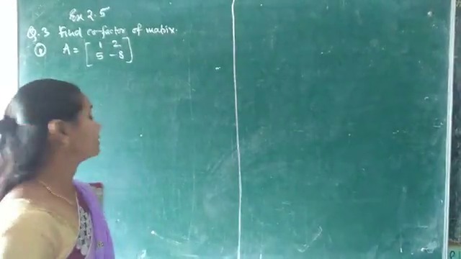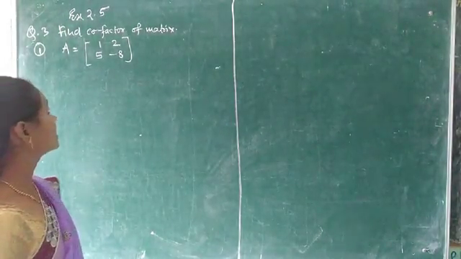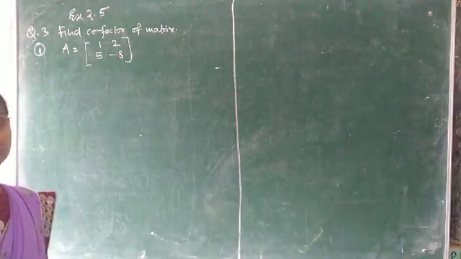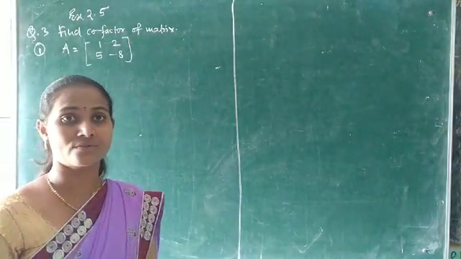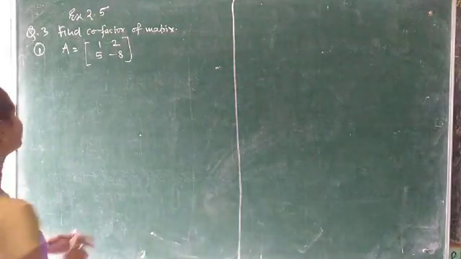Hi student. Now see next question number 3. Find the cofactor of the matrix A, which is [1, 2; 5, -8]. To find the cofactor of a matrix, first we have to find its minor and then its cofactor.